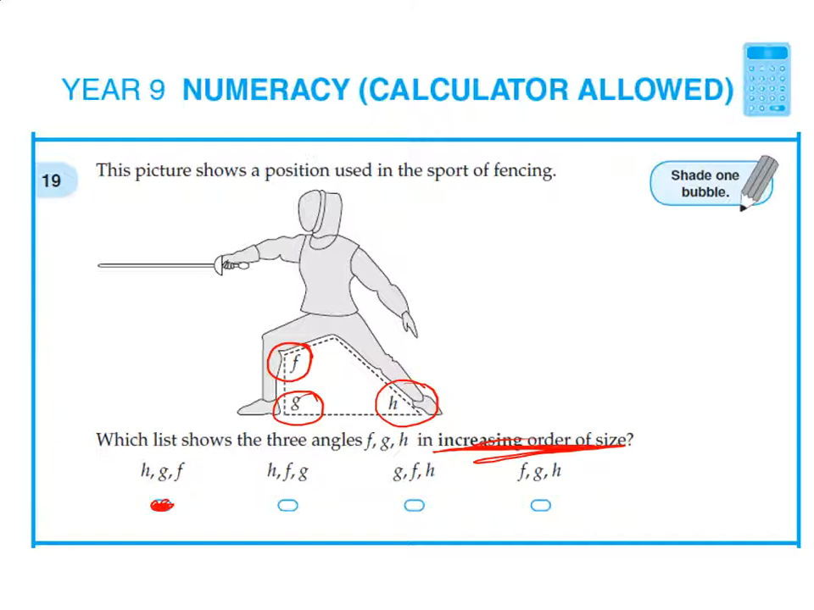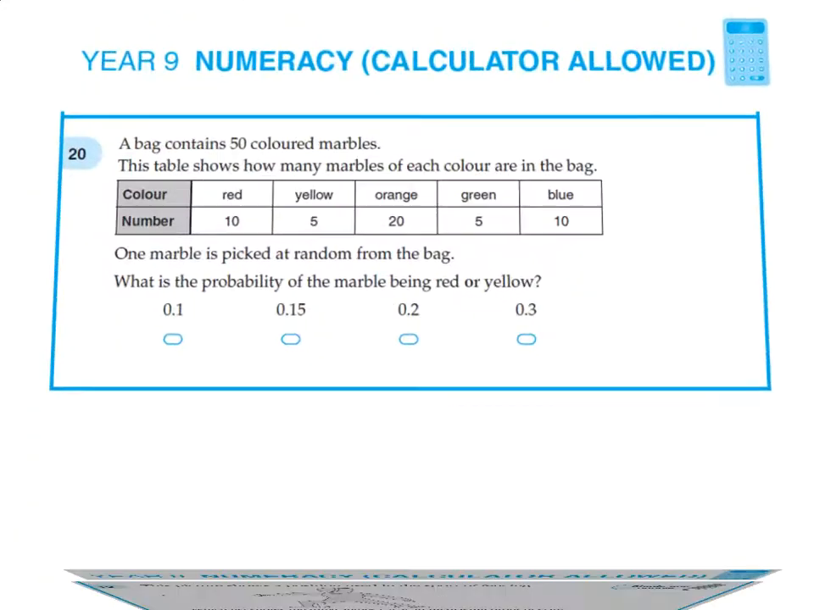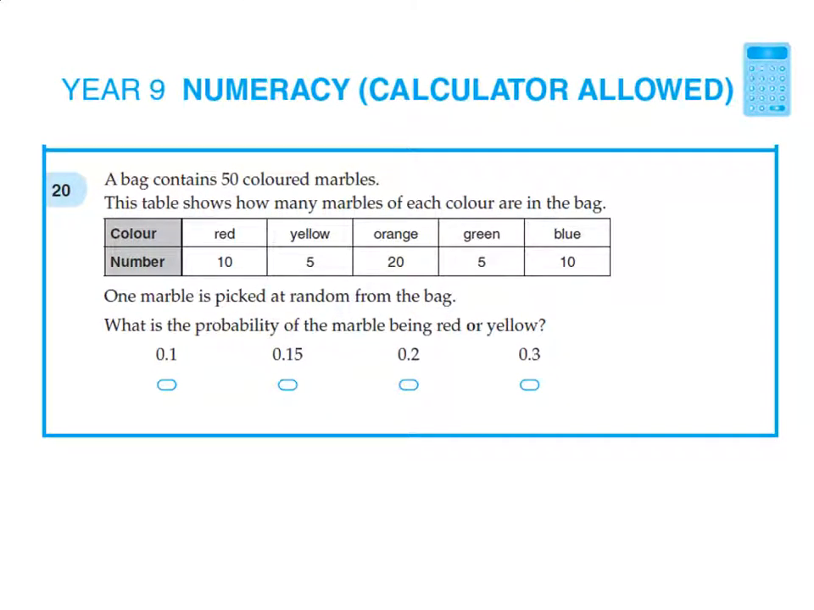All right, last one. Okay. Now, a bag contains 50 colored marbles. This table shows how many marbles of each color are in the bag, okay? You've got red, yellow, orange, green, and blue. One marble is picked at random from the bag. What is the probability of the marble being red or yellow? Now, you don't have to add them up because the question already said that altogether it is 50. If you add them up, you get 50 as well, okay?